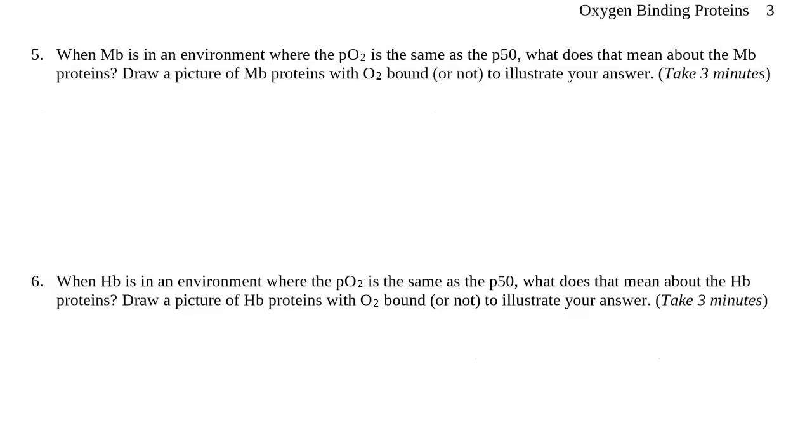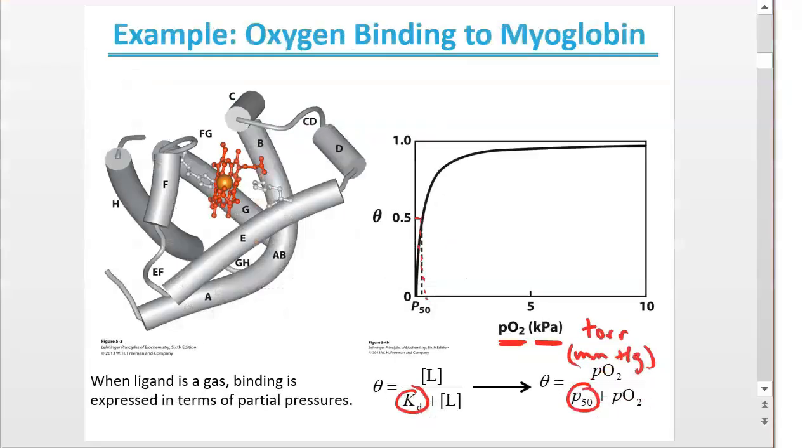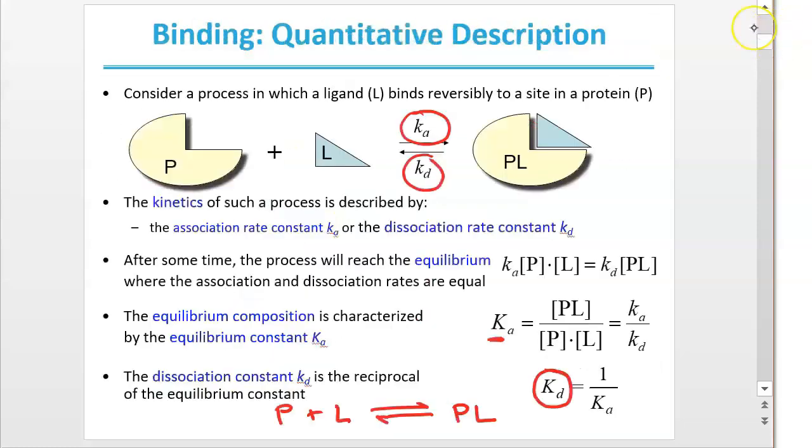Question 5 says, when myoglobin is in an environment where the partial pressure of oxygen is the same as the P50, what does that mean about the myoglobin proteins? Draw a picture of myoglobin proteins with oxygen bound or not to illustrate your answer. Let me give a little explanation. You can just draw a cartoon, so you don't even have to be this specific. This is a picture of a myoglobin protein, but you can just do a cartoon, something like this. Myoglobin has a binding site and oxygen.